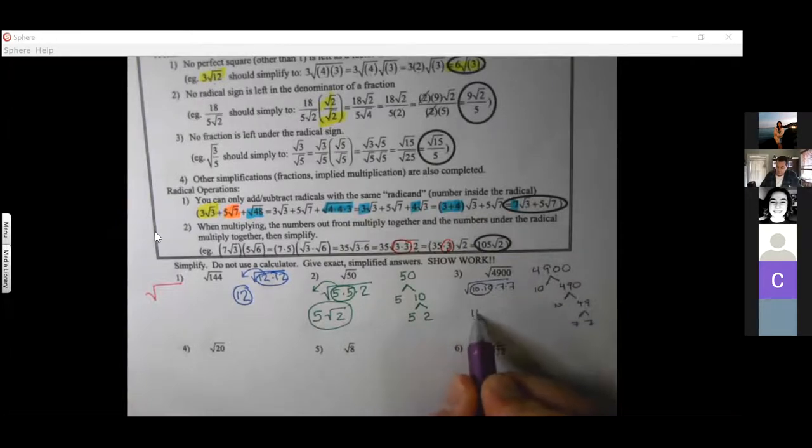So the tens will match up. The sevens will match up. They multiply together, and there's nothing left to be on the inside. So this one is simplified as 70.